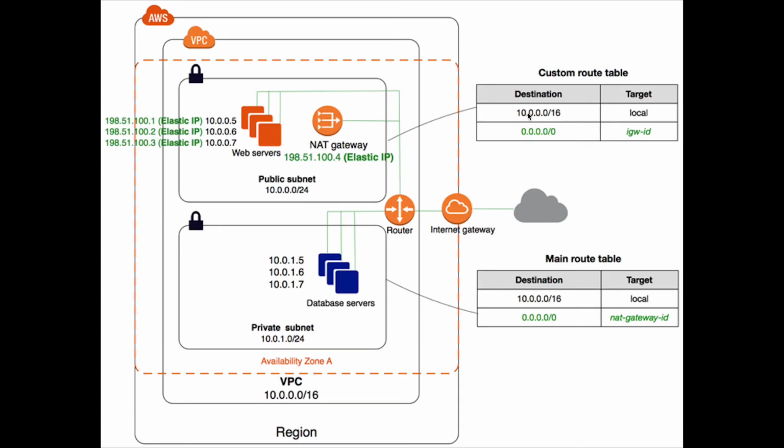Okay, so the first route is for local. That means instances can talk within the VPC, so that is a local route. And the second route is for 0.0.0.0/0. That means any destination should go via internet gateway, IGW. So for example, I'm logged into this box, and if I ping google.com, it will directly go via internet gateway. Okay, it will prefer that route.